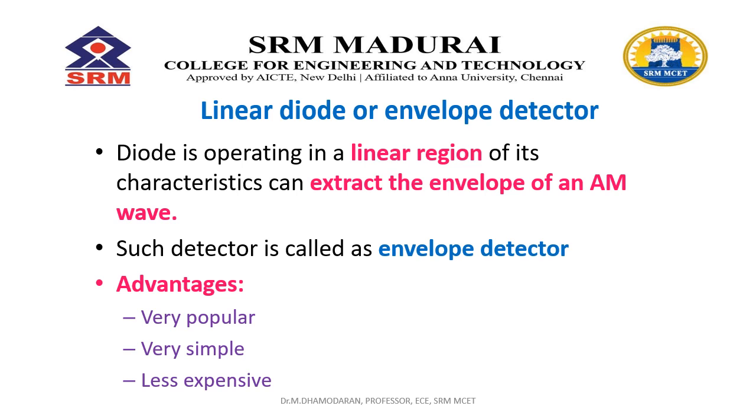Here they mention the operation of the linear diode or envelope detector. The diode operates in the linear region, and its characteristics can extract the envelope of an AM wave. Such a detector is called an envelope detector. The main advantage of this envelope detector is that it is a popular circuit, the circuit is very simple, and it is very inexpensive.